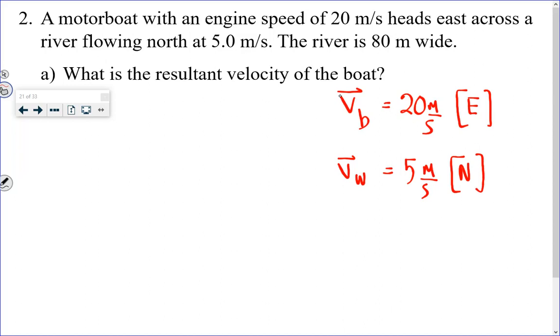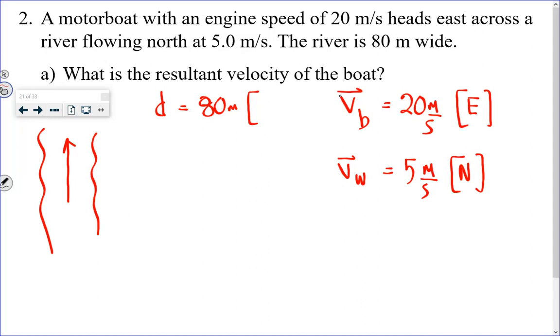The river is 80 meters wide. So just a second here. I want to be very careful about that 80 meters. When I write down D equals 80 meters, think about this, the river is flowing north. If we draw a little diagram, the river is flowing this way. If I'm told that the river is 80 meters wide, that's a displacement that's east.